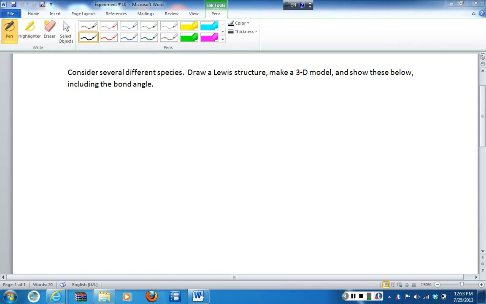Okay, so for the next example, we are going to do CCl2 2-. So for this structure, we need to draw the Lewis structure, which means we need to determine the total number of valence electrons in the molecule.